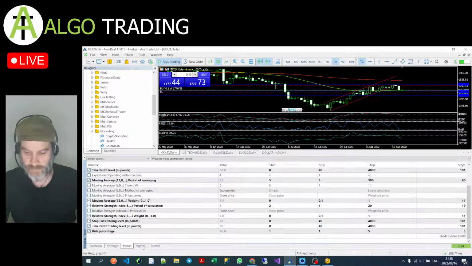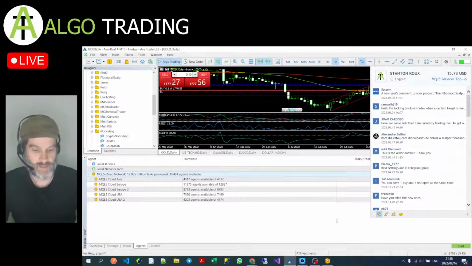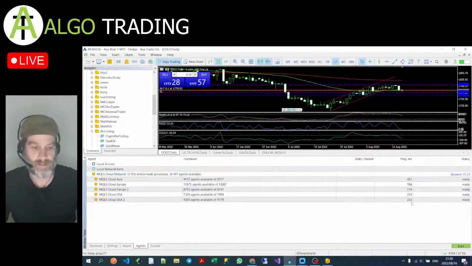So again, I'm going to run it on the cloud network. As I've explained before, it's shared computing power, so you're using other people's computers to actually run your optimizations. You need to have money in your MQL5 account. Then all you need to do is you click this thing and you log into your MQL5 account, and then you'll see your balance that you have in your MQL5 account, and the money will be deducted from this balance.